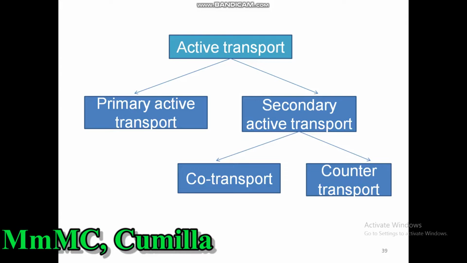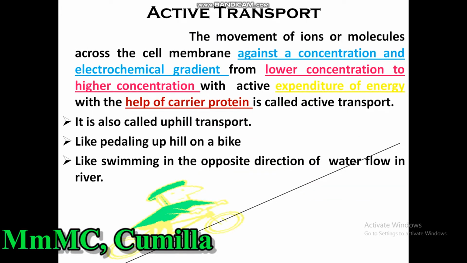Now let us discuss active transport. As we know, active transport is divided into primary active transport and secondary active transport. Secondary active transport is again divided into co-transport and counter-transport. Active transport is the movement of ions and molecules across the membrane against a concentration and electrical gradient, from a lower concentration to a higher concentration, with an active expenditure of energy with the help of carrier protein. When we give the definition of active transport, we must mention all these points.